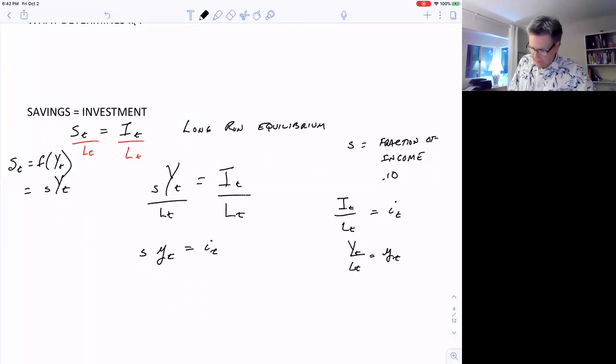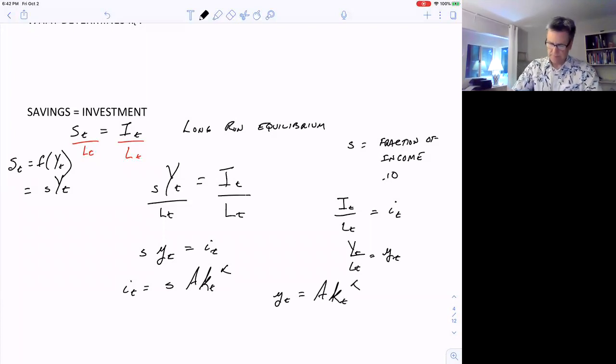And then we can write the investment per worker at time t is equal to s times A little k sub t to the alpha, since little y sub t equals A times little k sub t to the alpha. So now we've got savings equal to investment. Interest rate R is not in this model. The equilibrium is just where the amount of savings per worker equals the investment per worker.